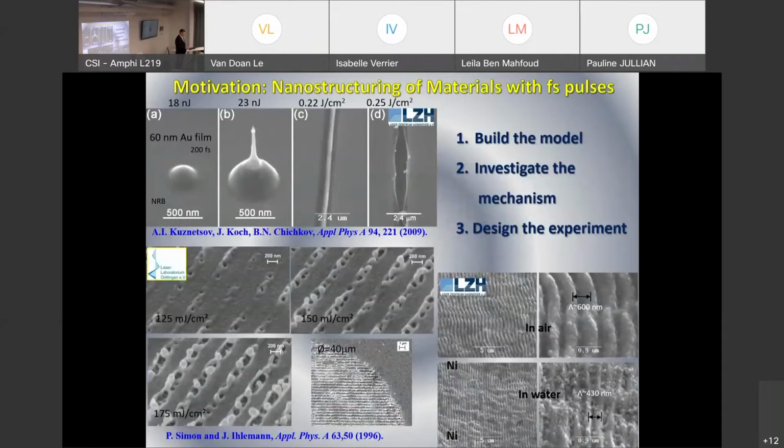In particular, in this presentation, I will show you the simulations of formation of a single nanobump, nanojet structures, and nanobarrier structures. We also consider periodic nanostructuring of metallic surfaces and how this nanostructuring occurs in a liquid environment. So first we must build the model for that purpose. Then we investigate the mechanism of this nanostructure formation so that, understanding the underlying physics, we can design experiments for generation of surfaces with pre-designed properties.